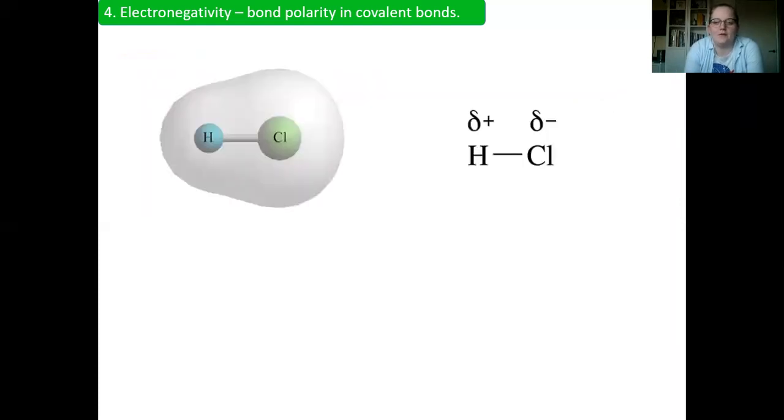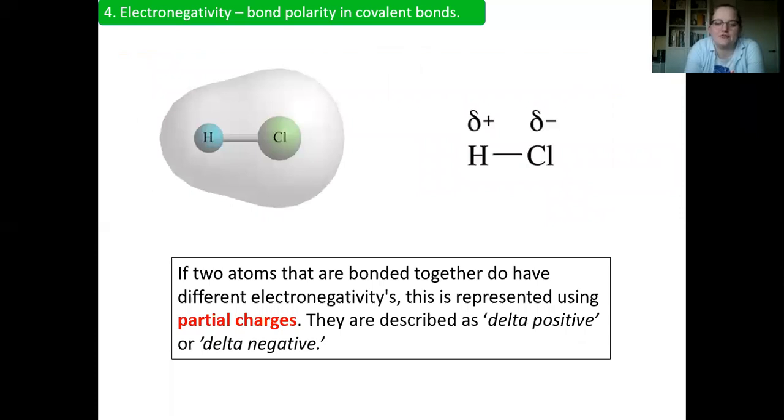So here we go. We've got our hydrogen, we've got our chlorine. And this is what we mean by these symbols. If the two atoms that are bonded together do have different electronegativities, this is represented using our partial charges. They're described as delta positive and delta negative. So it's saying the hydrogen is partially positively charged and the chlorine is partially negatively charged. That's because they have different electronegativities.